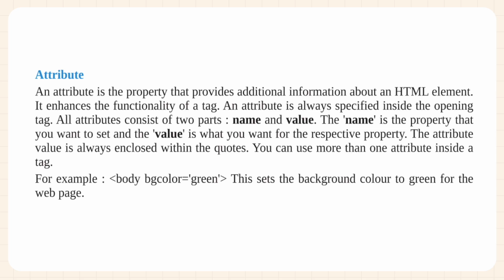Attribute. An attribute is the property that provides additional information about an HTML element. It enhances the functionality of a tag. An attribute is always specified inside the opening tag. All attributes consist of two parts, name and value. The name is the property that you want to set and the value is what you want for the respective property. The attribute value is always enclosed within the quotes. You can use more than one attribute inside a tag. For example, body bgcolor is equal to green. This sets the background color to green for the web page.